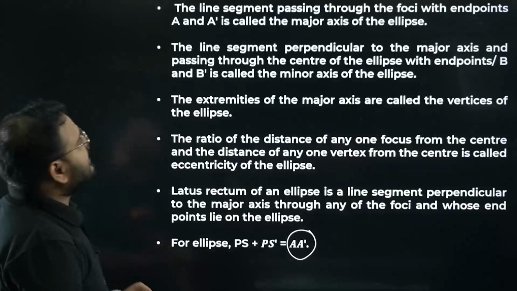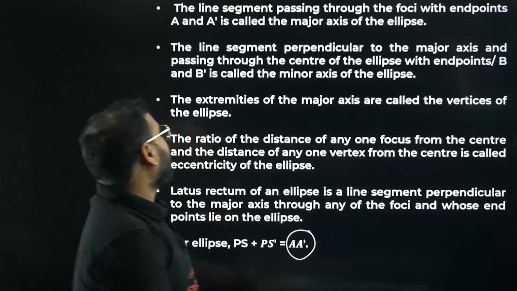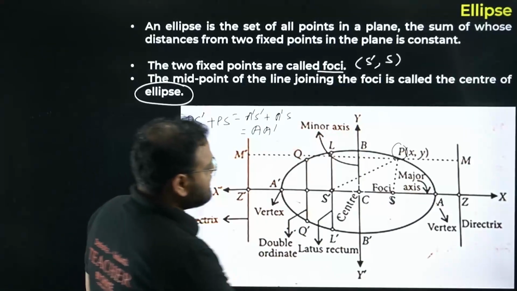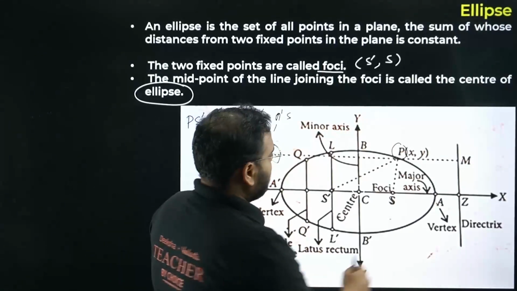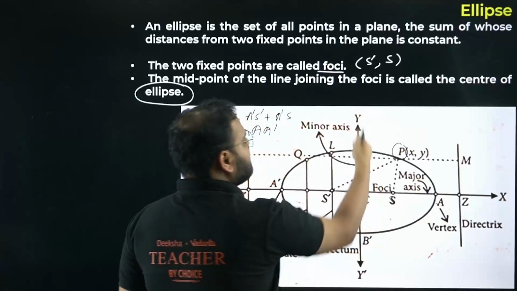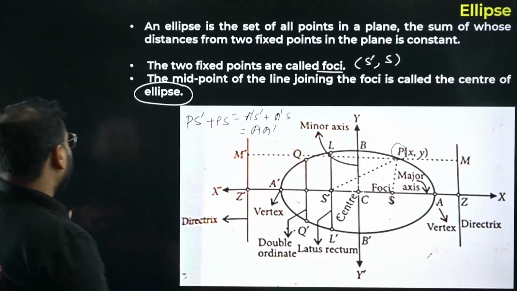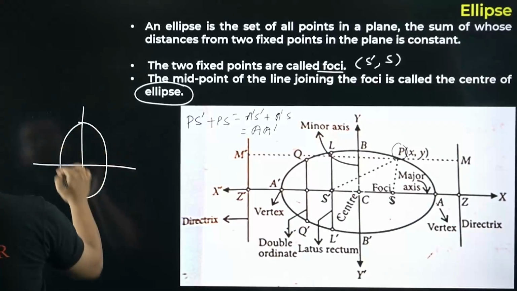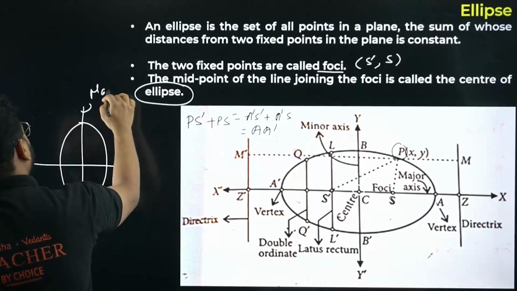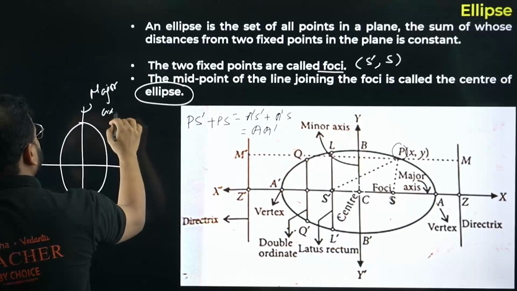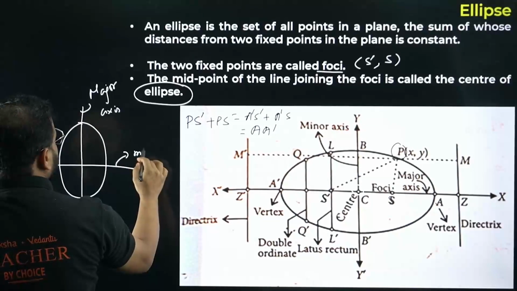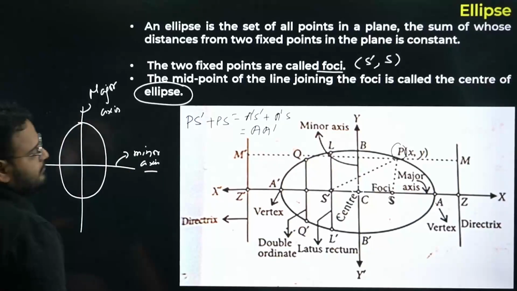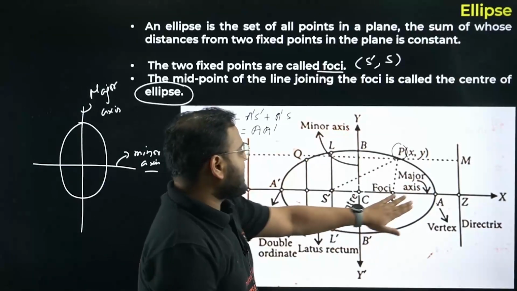What else is there? The line segment passing through the foci and the endpoints A and A dash is called the major axis. This is your major axis. Please check. And this will be your minor axis. Of course, if you reverse the ellipse, it will just completely reverse. In this case, this will be your major axis, and this will be your minor axis. All good. Okay, so this is the major axis, this is the minor axis.